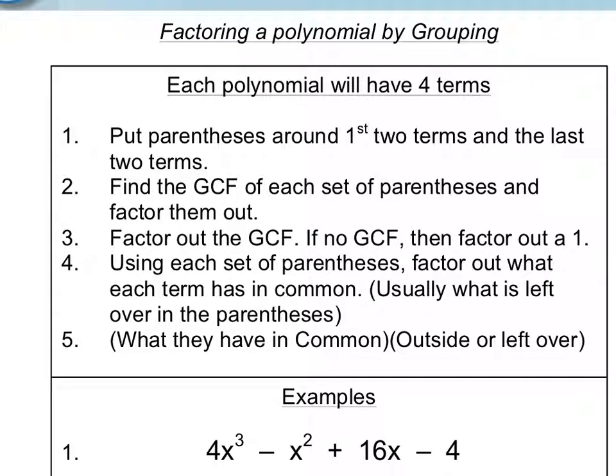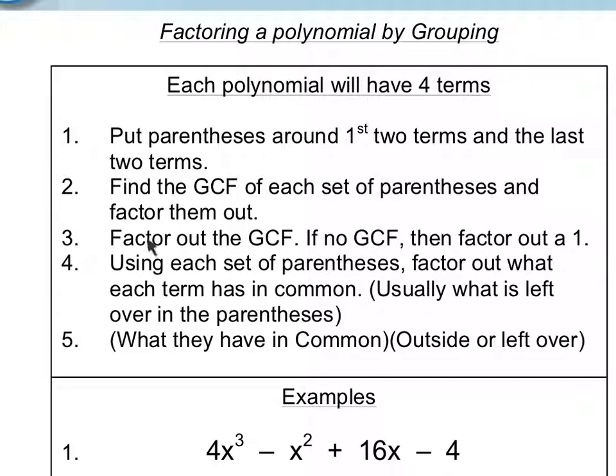Again, the very first thing we're going to do is put parentheses around the first 2 terms and the last 2 terms every time. The middle symbol, the addition or subtraction sign, whatever that middle symbol is, is not included. Then we're going to find the GCF of each set of parentheses. You've done this before.